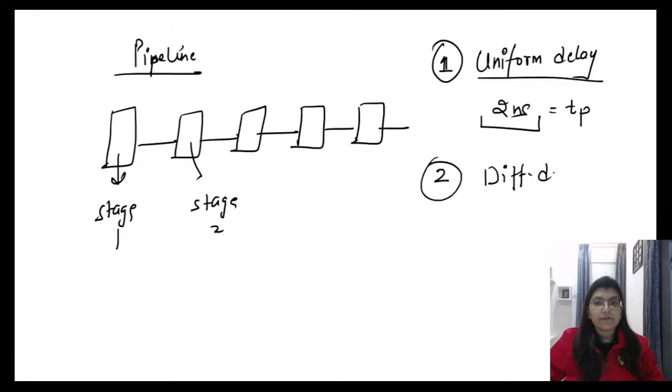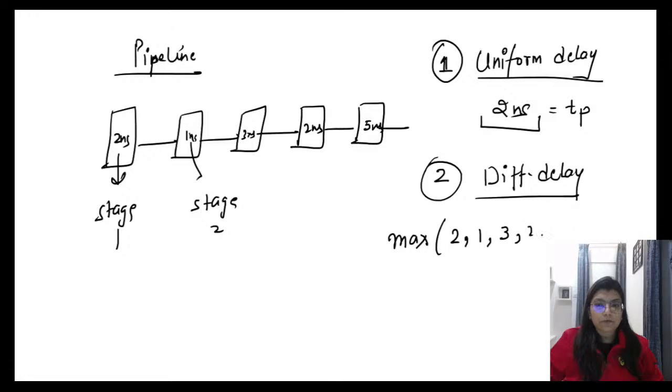When we have different delays, say stage 1 has a delay of 2 nanoseconds, stage 2 has 1 nanosecond, stage 3 is 3 nanoseconds, then 2 nanoseconds, and then 5 nanoseconds, supposing. In that case we take the maximum of these delays. The maximum value is 5, so TP becomes 5 nanoseconds in case of different delays.